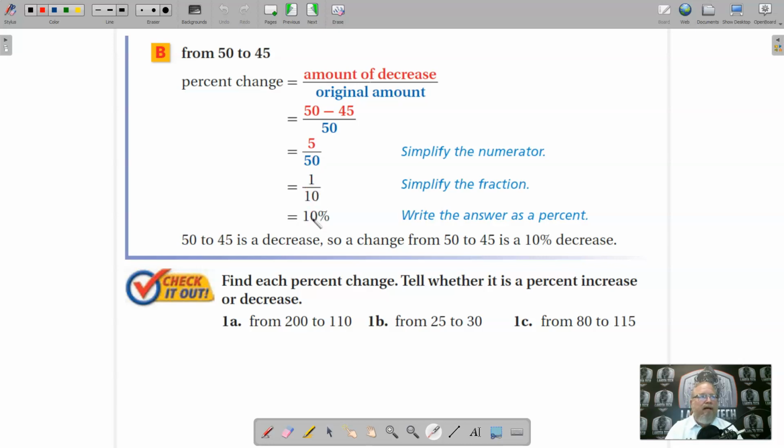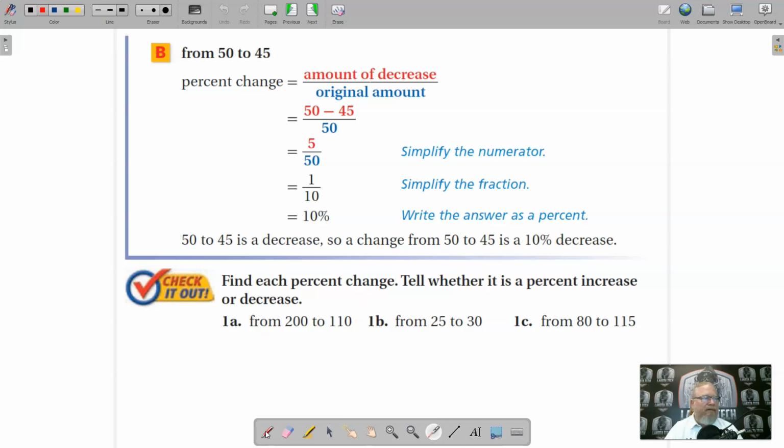1 over 10 is 10%. If you put that into a calculator, 1 divided by 10, you would get 0.1. Move the decimal over 2 places, get 10, and put the percent on the end. So if you like turning your fractions to a decimal and your decimals to a percent, you could always use a calculator for that, because remember, every fraction is a division problem: the numerator divided by the denominator. So a change from 50 to 45 is a 10% decrease.